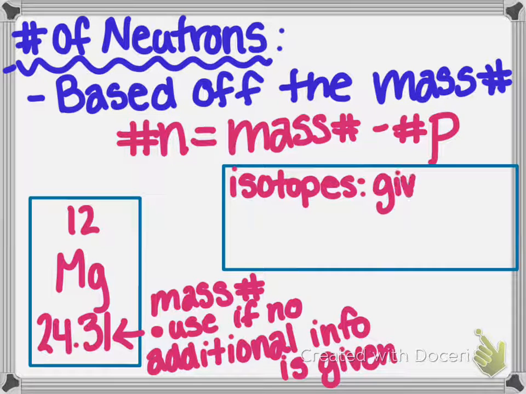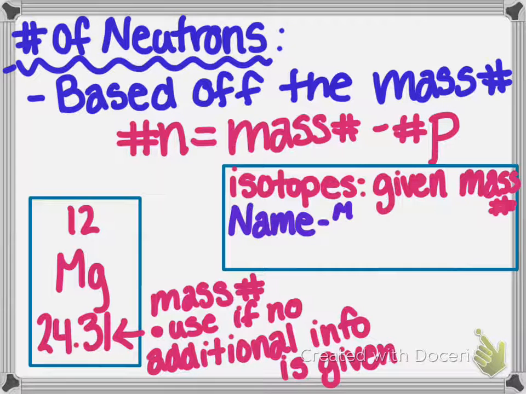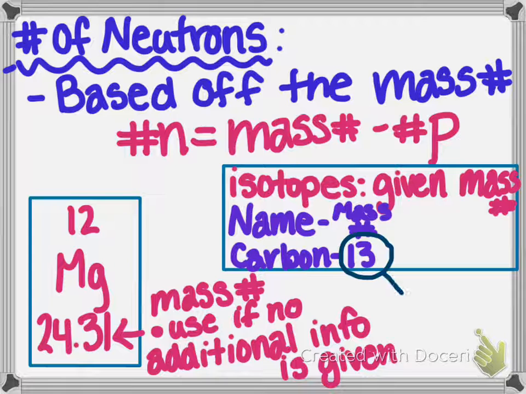Isotopes give you a different mass number. So the mass number will be given and you're not going to pull it off the periodic table. There are two ways in which the isotopes are shown. It's the name and then the mass number. So an example would be carbon 13. In that case, you're going to use 13 as your mass number. So it would be 13 minus the atomic number for carbon, which is 6, and that would get you your number of neutrons.